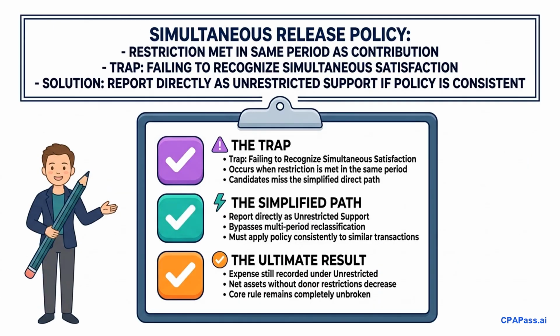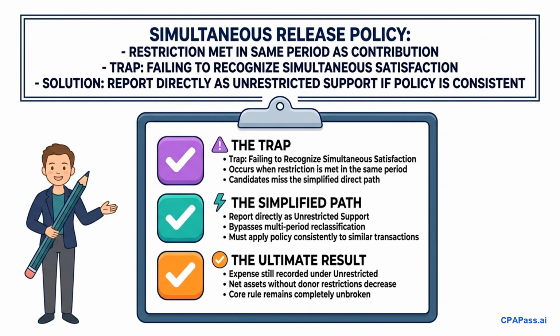Now let's address an exception that leads to a major examiner trap: failing to recognize the simultaneous satisfaction of restrictions. If a donor restricted contribution has its restriction met in the very same reporting period it is received, GAAP allows a simplified path. The NFP can adopt an accounting policy to report these contributions directly as support without donor restrictions. This bypasses the multi-period reclassification process entirely. However, the NFP must apply this policy consistently across similar transactions.